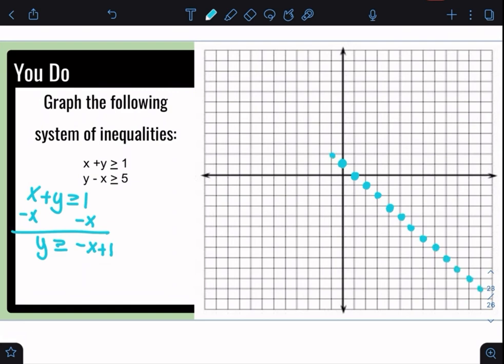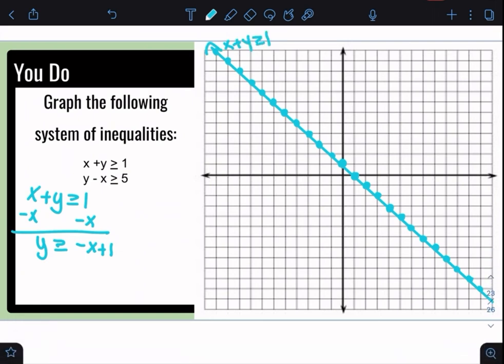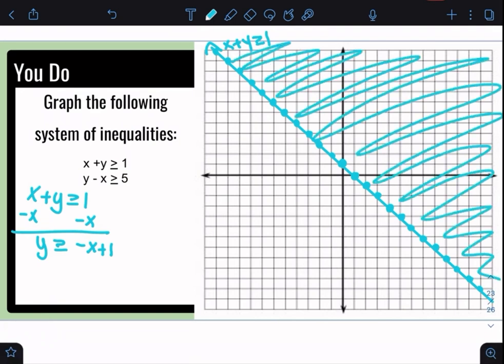Now we're going to go in the opposite direction. And we're going to connect the points since it's equal to. And we will put arrows on both sides, and let's label it with the original inequality. Good. And now that is a greater than symbol, so we are going to shade above. Alright, and let's look at the next one.